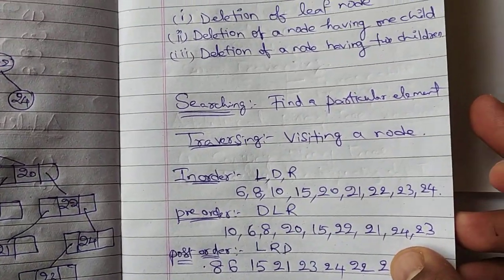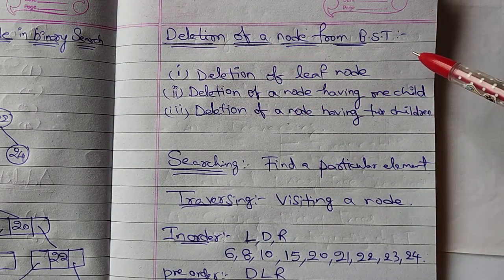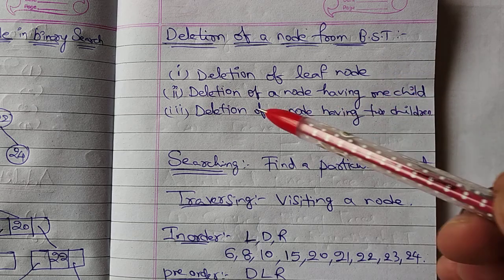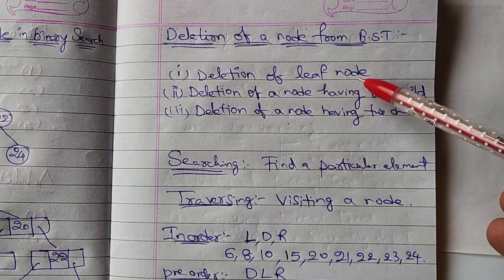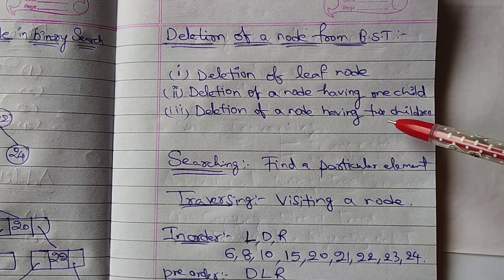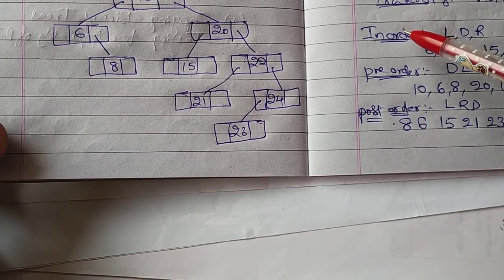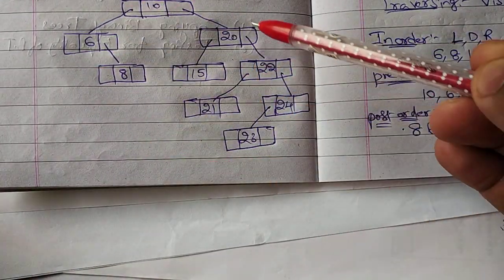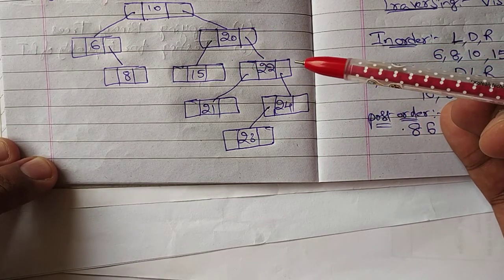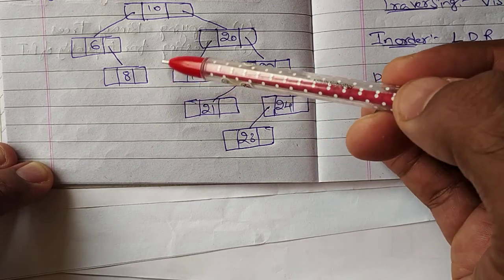Now come to the deletion. It is very important. Deleting a node from a binary search tree depends on three different cases: deletion of a leaf node, deletion of a node having only one child, either left or right, and deletion of a node having two children. Let me explain one by one with the help of the same structure. Assume this is your existing binary search tree. Now I want to delete a node which doesn't contain any children, which is also called a leaf node.